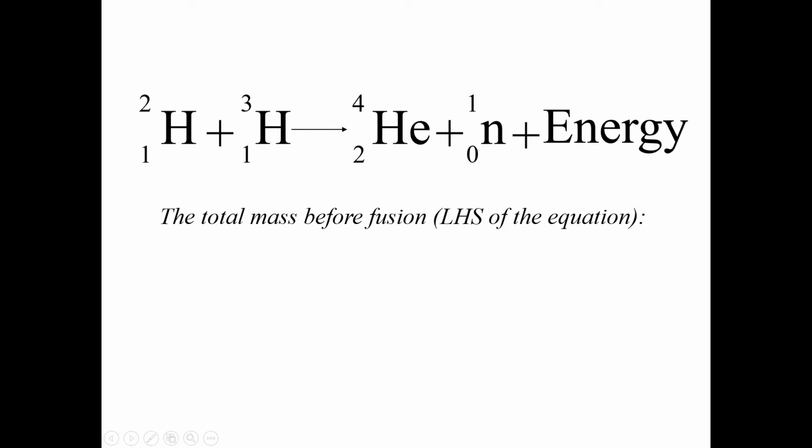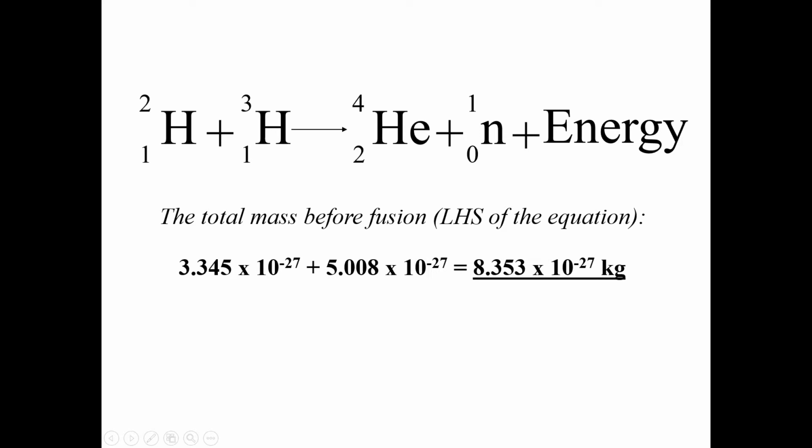That is the left hand side of these equations. On the left hand side we have deuterium and tritium. So first you need to calculate the total mass before the fusion, that is, you have to add up the mass of the deuterium and the mass of the tritium. By adding the masses we get 8.353 × 10^-27 kg. This is the combined mass of deuterium and tritium.